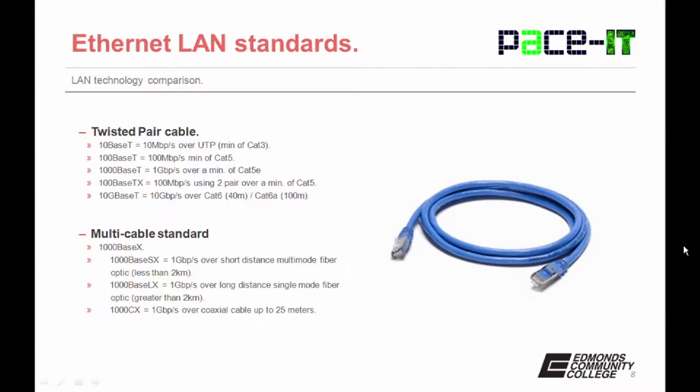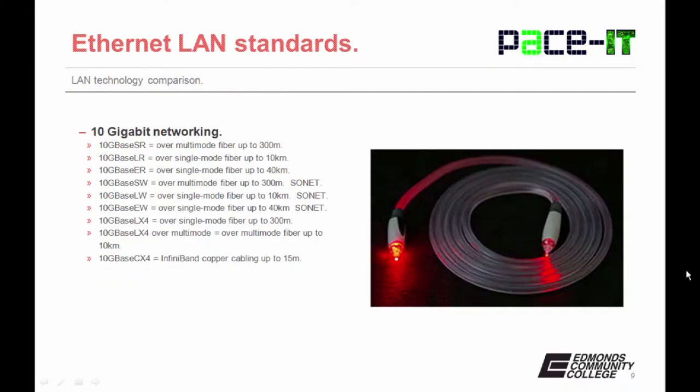By the way, if you see a standard that has an SX or an LX, SX stands for short distance, and it's always multimode fiber, and LX is long distance, and it always means single mode fiber. Then there's 1000 CX, that's 1 gigabit per second over a coaxial cable, and you can only run those up to 25 meters. Now let's move on to 10 gigabit networking.